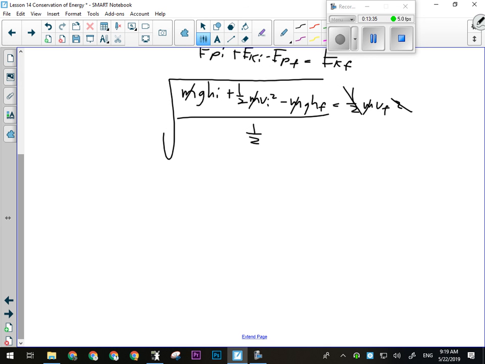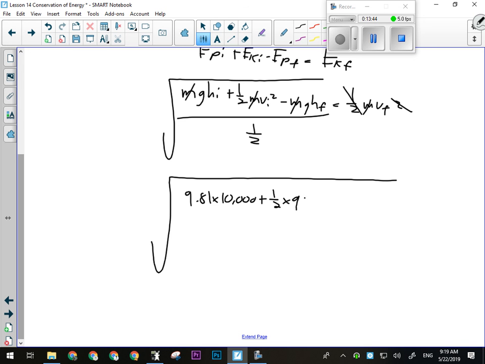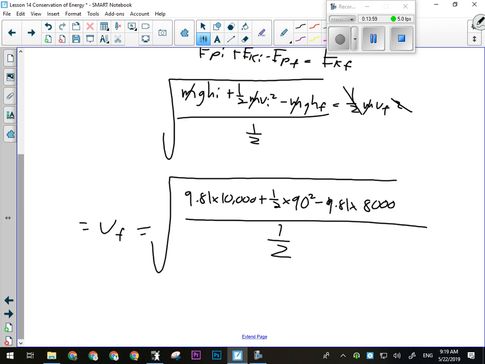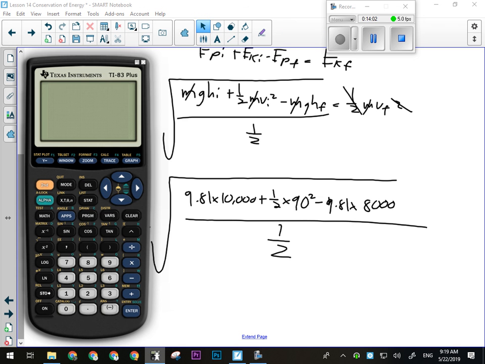So when I plug in my numbers, I'm going to have 9.81 times 10,000, my initial height, plus 1/2 times 90, my initial speed, squared, minus 9.81 times 8,000, my final height, divided by 1/2. That should give me my final speed, which is going to be pretty fast. It's falling 2 kilometers, a long way to fall. You're going to pick up a lot of speed when you do that.